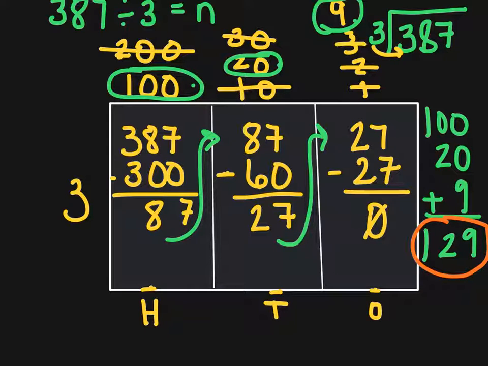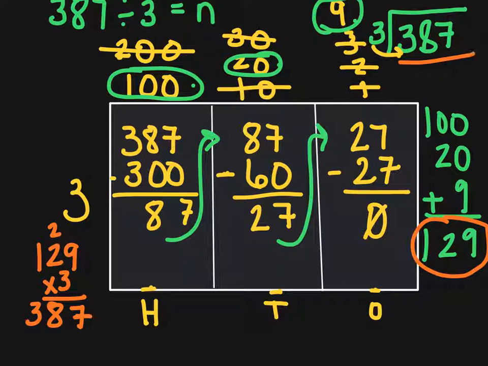And I can even check it by multiplying 129 times 3. 9 times 3 is 27. Carry the 2. 3 times 2 is 6, plus 2 is 8. And 3 times 1 is 3. So I now have my answer of 387, which is what I started with right here, times the 3, which is what I divided by, and I got 129.